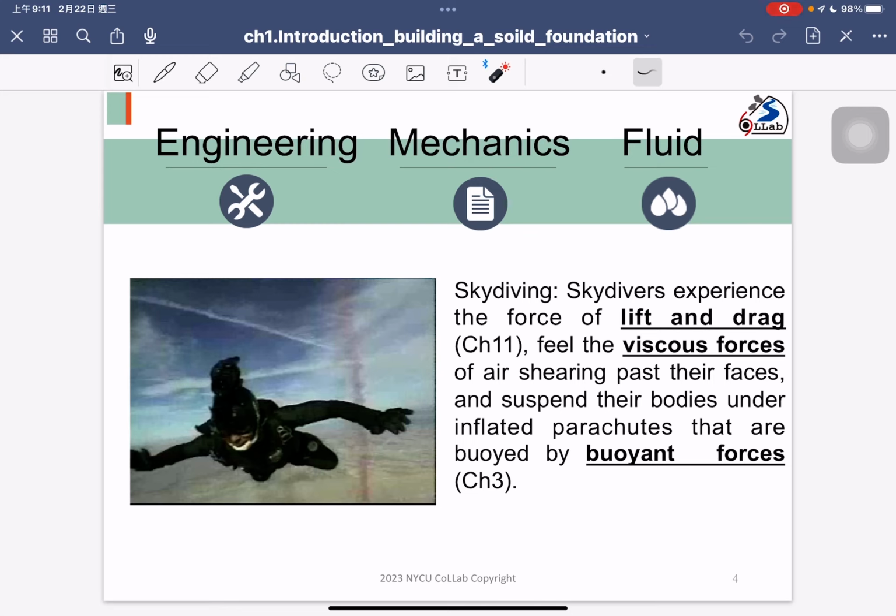Okay, and what is mechanics? Mechanics deals with motion and with the forces that produce the motions. We call that mechanics. Mechanics can be divided into two fields. One is solid mechanics, but in our class it is fluid mechanics. It is a difference because we have a different target. So the target in our class is the fluid.